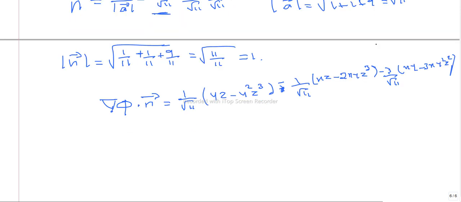Now we need the directional derivative at the point 1 comma 2 comma minus 1. Therefore substitute x, so if you take 1 by square root of 11 outside from all the terms, substitute x equal to 1, y equal to 2, z equal to 1, therefore the first term we have minus 2.